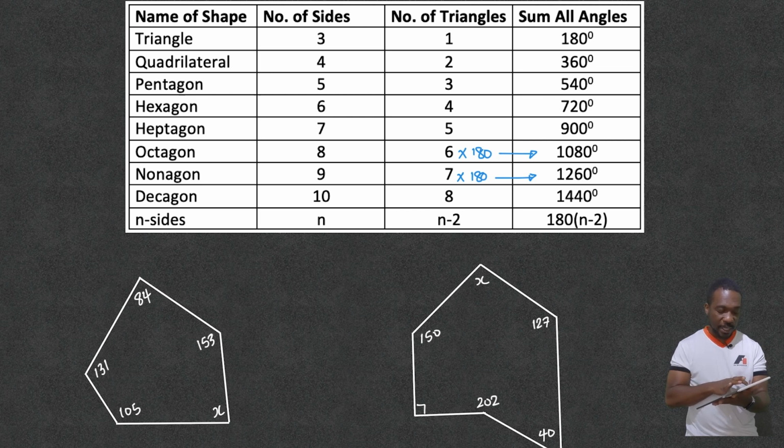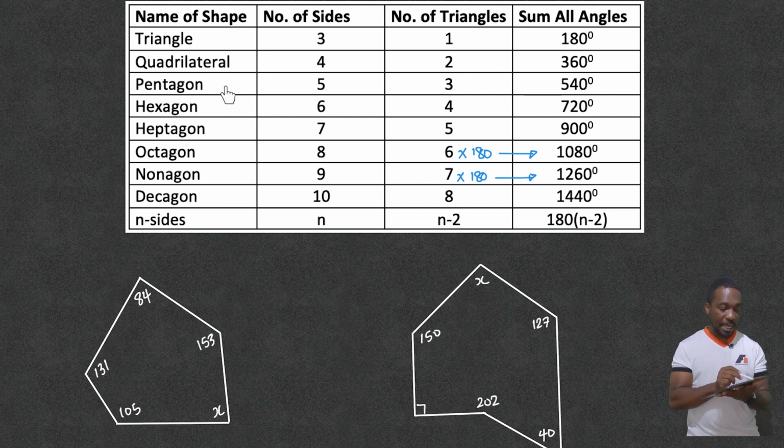Now, before I do my couple of questions, it's always a good idea to look at the question carefully, work out how many sides you've got so you know which of these angles here you're going to use. So here's my first question. I've got to find x. Let's see how many sides we've got. 1, 2, 3, 4, 5 sides.